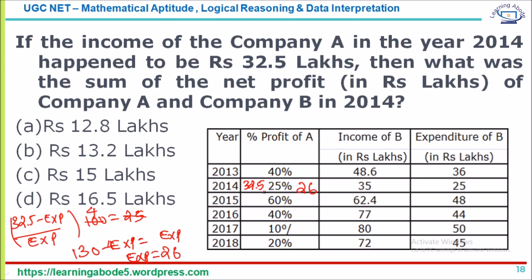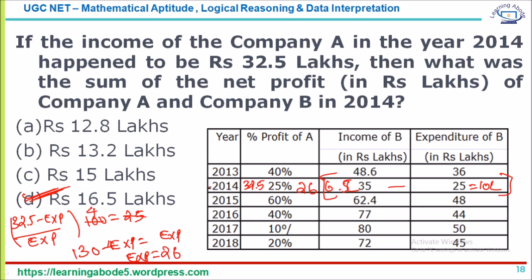Okay, so what is the difference? The difference is 6.5 lakhs, and here between 35 and 25, if you subtract, you get 10 lakhs. So 6.5 lakhs plus 10 lakhs, 16.5 lakhs. That's answer option D.